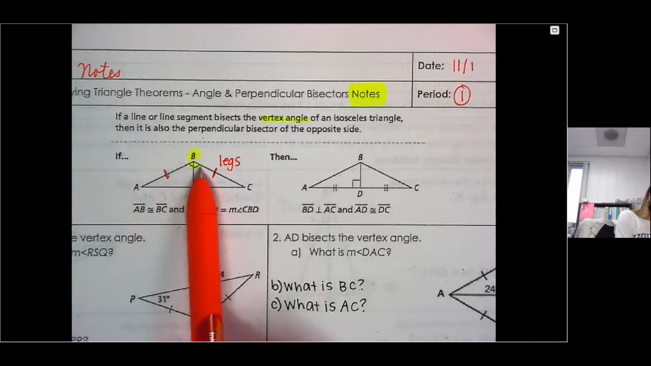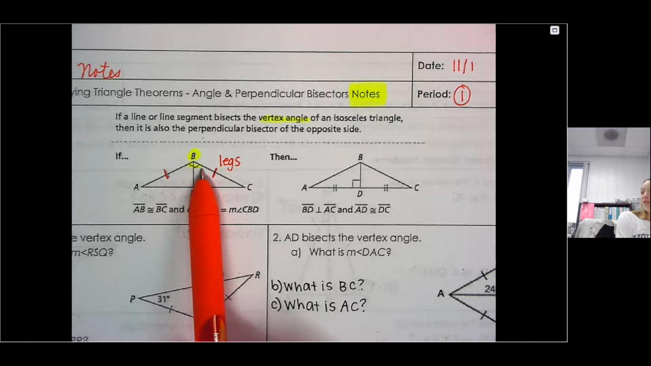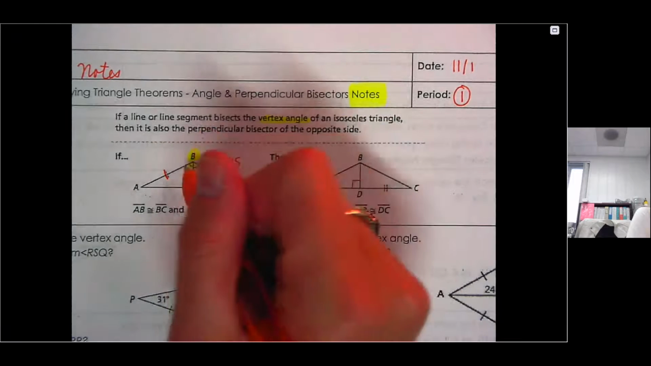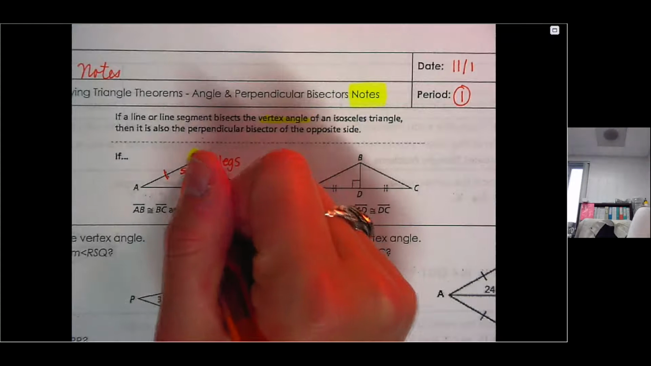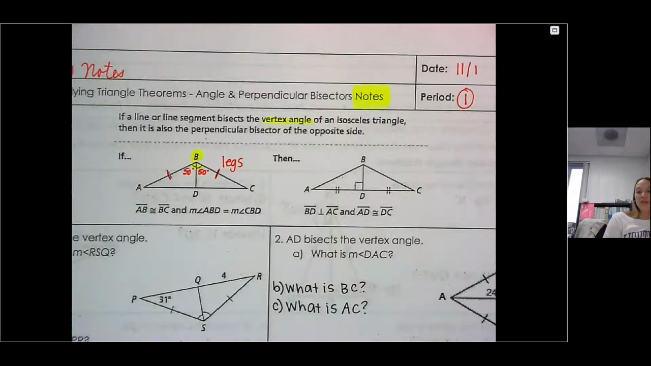So if you have a segment that bisects that angle, then what that means is on both sides, these two angles, like the angle B that's being cut in half, these two are exactly the same up at the top. So like if this angle over here is 50 degrees, then this angle over here also has to be 50 degrees. They have to be the same thing, right? So I'll put 50 degrees, 50 degrees. Those two have to be the same.